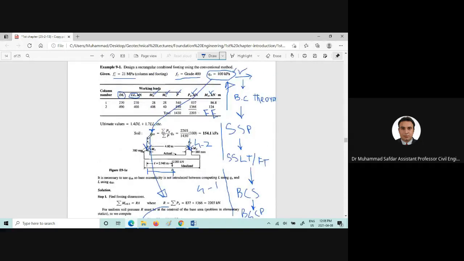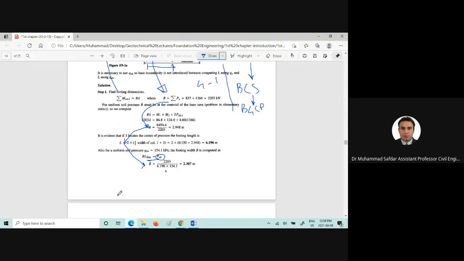Now you can clearly see that this one value is very, very important in deciding the length and the width of the foundation. And that length and width of the foundation is related to... You need to complete that sentence for me, please. The length and the width of the foundation is related to, please complete that sentence.